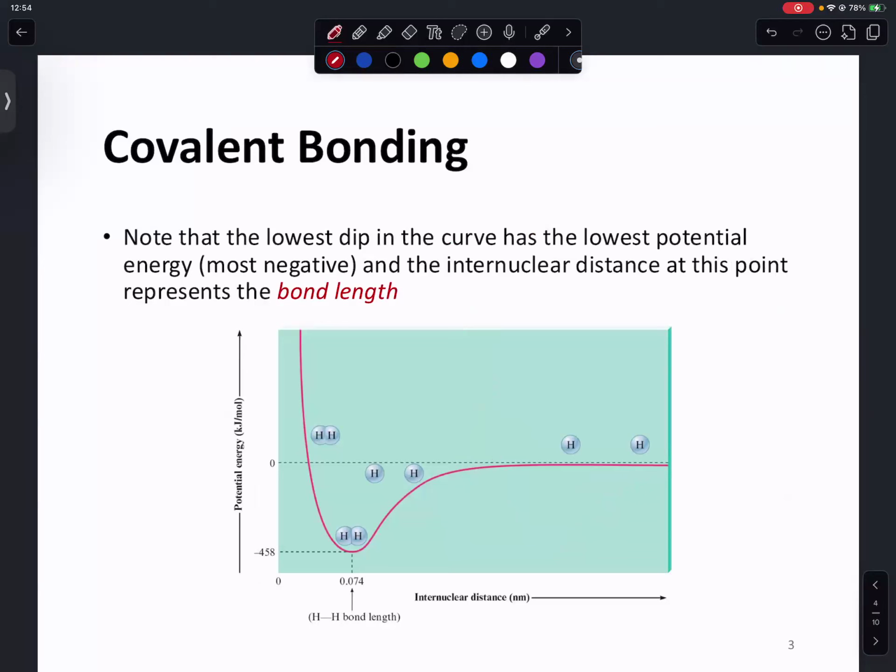Another thing that is very useful and will come later when we talk about bond length is that this dip not only represents the most stable or lowest potential energy, it also represents the internuclear distance, or the distance between the two nuclei of the hydrogen atoms, which represents the bond length. The lower or more negative the potential energy gets, the stronger the bond is going to be, and vice versa. The higher the potential energy, the weaker the bond becomes.